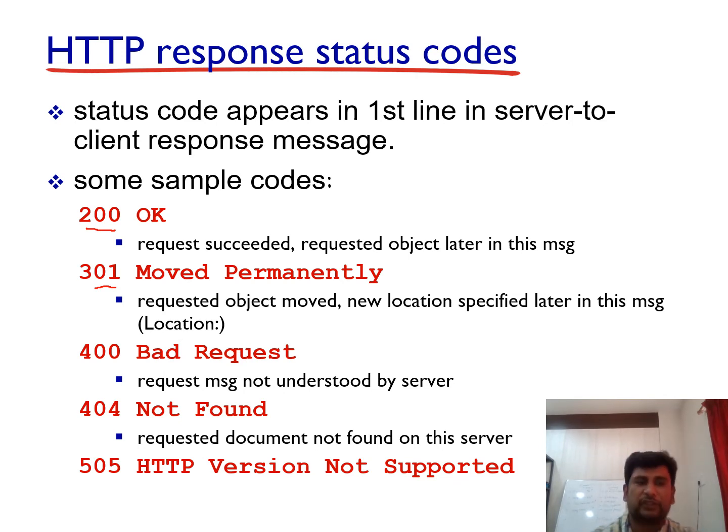And in case the status code is 400, then the particular request we have made is a bad request and the message is not understood by the server. If the status code received is 404 in the response message, it means that the particular object has not been found on the server. And if the status code is 505, it means that the HTTP version of our user is not supported. So these are the various response status codes which are possible in the status line of our HTTP response message.